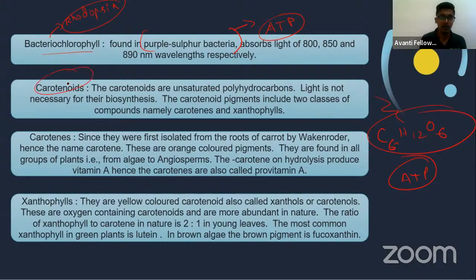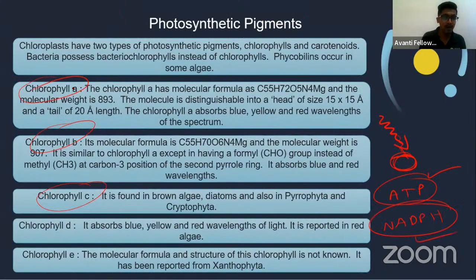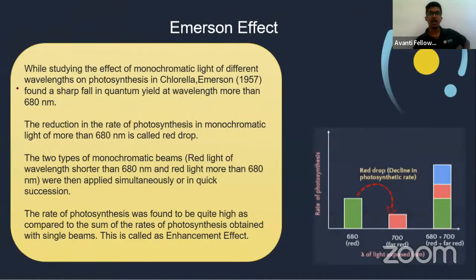Then you have other pigments called carotenoids, and then you have carotenes and xanthophylls. So these are the pigments which are accessory pigments. And what is our major pigment? Chlorophyll A and chlorophyll B. Major, very, very major pigment, chlorophyll A. Clear? So this is done.